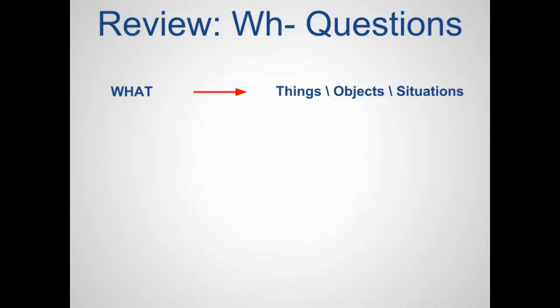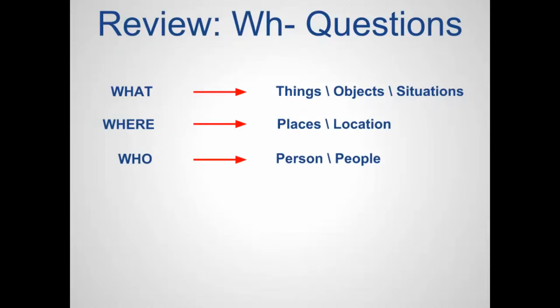So moving on, we have the second one, which is where. Do you remember where? Where is about places or location, okay? Where you live, where you work, where you study, all right? So let's continue. The next one is who. Who is related to person or people if it's in the plural, all right?